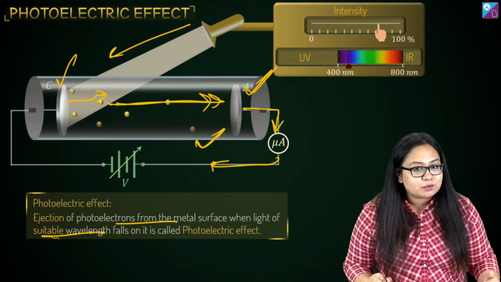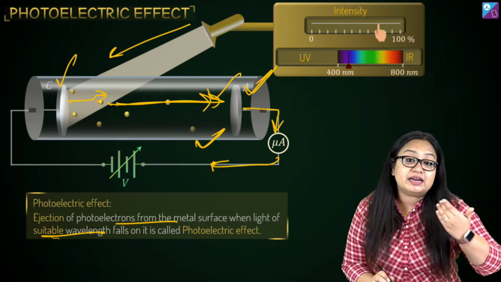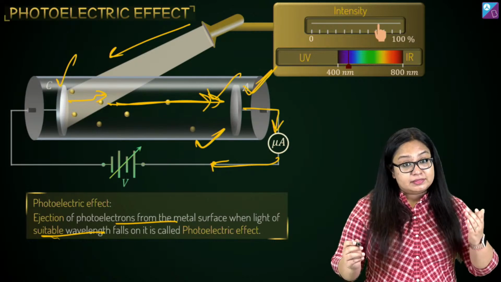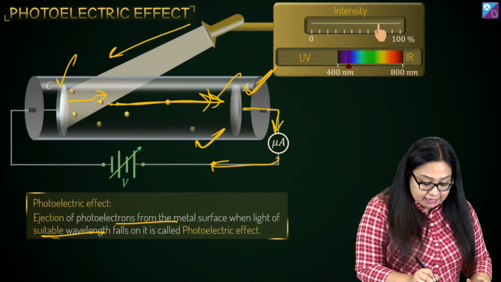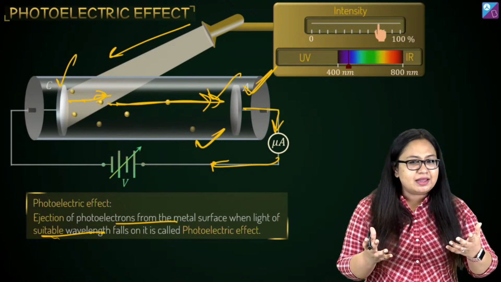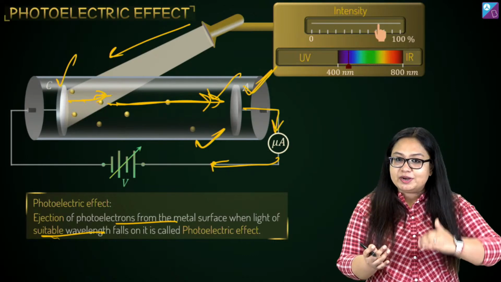Why do we want this? Why do we create this potential difference over here? So that we can measure how many electrons are coming in, are being ejected, right? That's about it. If electrons get ejected and we have no way of measuring, then we can't really figure out, right, experimentally.